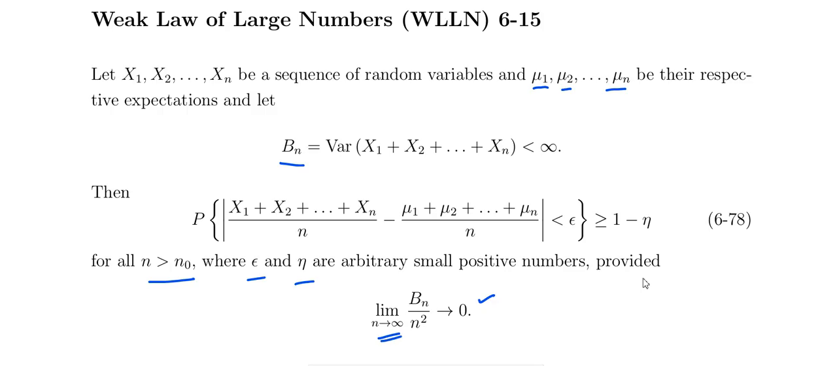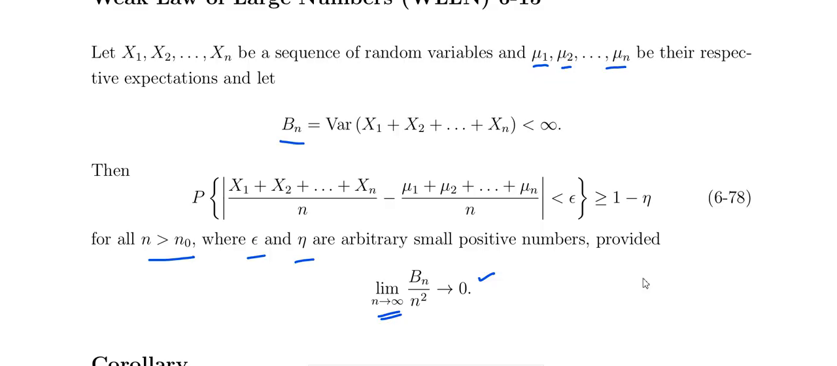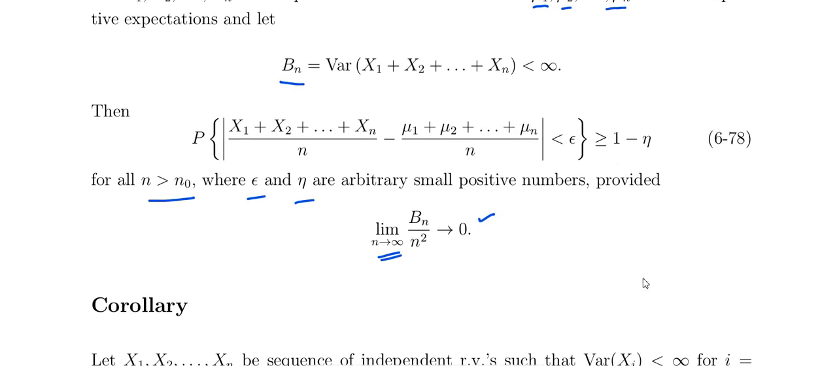Okay, so that is the statement of the weak law of large numbers. The probability of the average of the n random variables minus the corresponding mean's average, the modulus of the difference, is less than epsilon, greater than or equal to 1 minus eta. The epsilon and eta are both arbitrary small positive numbers. For every n greater than n naught, after the stage of n naught, this is true.